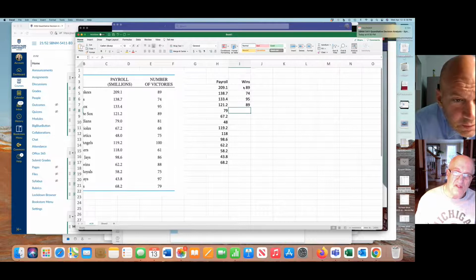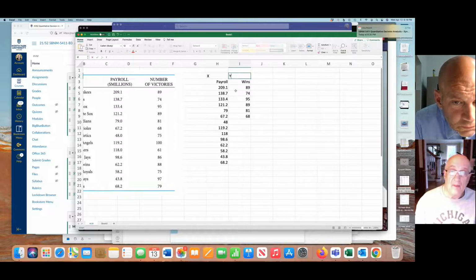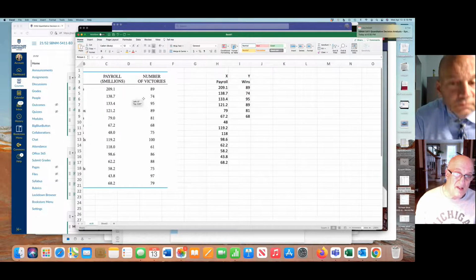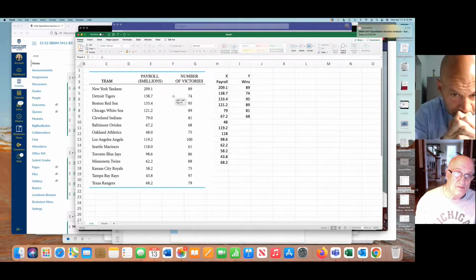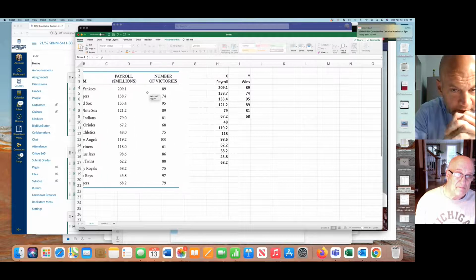I'm interested in trying to predict how, if I spend more money, do I get more wins? That's what you're trying to answer. So you're trying to predict wins by payroll. Sure. You're exactly correct. So this would be my X, this would be my Y. Right. So the size didn't matter. I'm just entering data right now. I can't do anything on this because it's a picture. See what I mean? Yeah.